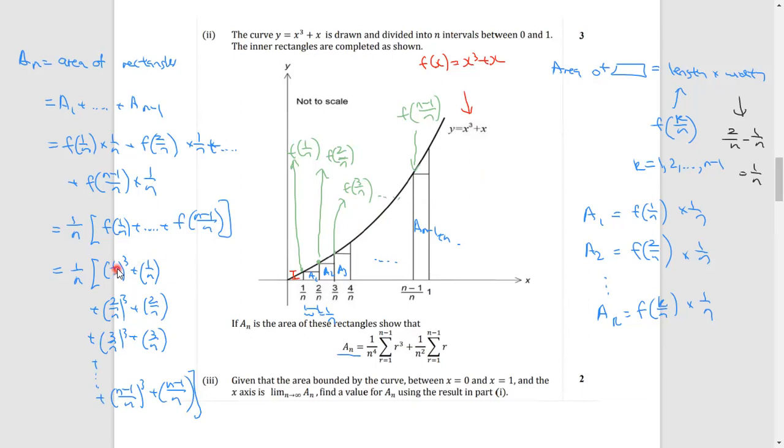So that means that if we group this up like this, and like this, then the left-hand side is actually going to be the sum of k over n all cubed, from k equals 1 to n minus 1. The right-hand side will be the sum from k equals 1 to n minus 1 of k over n.